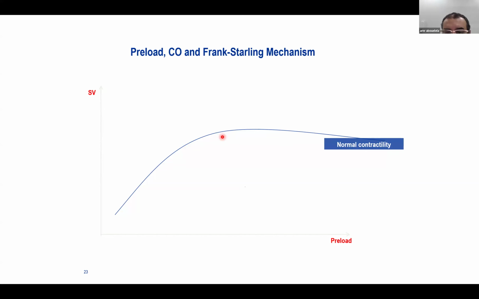After that point, if you give more volume, the heart will be more stretched and the stroke volume will not improve. Even at this stage, the steep part of the curve, you will see that the stroke volume is reduced by increasing the preload. The stroke volume will deteriorate.